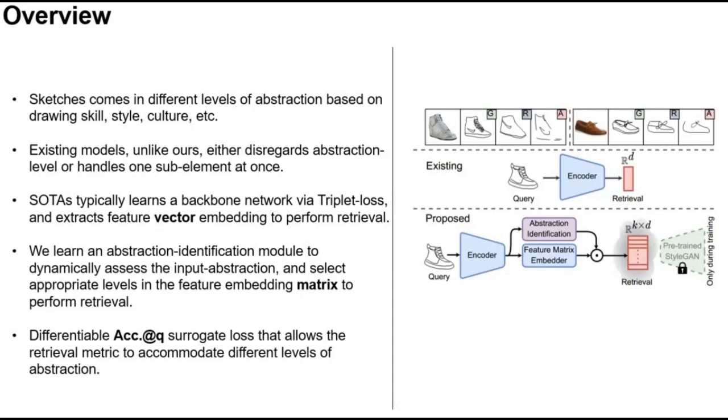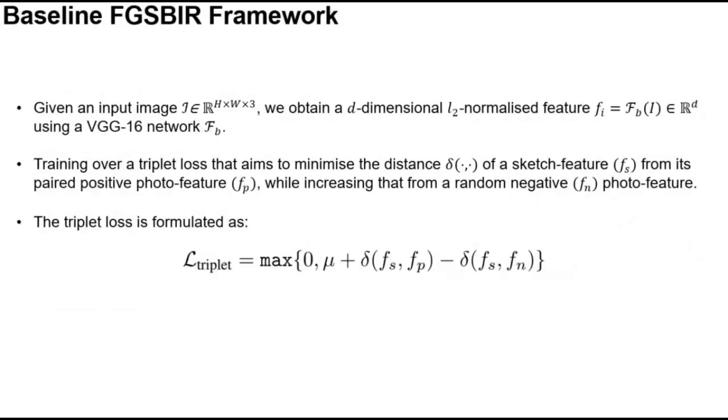On the other hand, we learn a novel abstraction identification module to dynamically assess the input abstraction, and we select the appropriate level in the feature embedding matrix to perform retrieval. Moreover, we also develop a differentiable accuracy at Q loss that allows the retrieval metric to accommodate different levels of abstraction. Coming to the baseline FGSBIR model, given an input image, baseline FGSBIR obtains a d-dimensional L2-normalized feature using an ImageNet pre-trained VGG16 backbone.